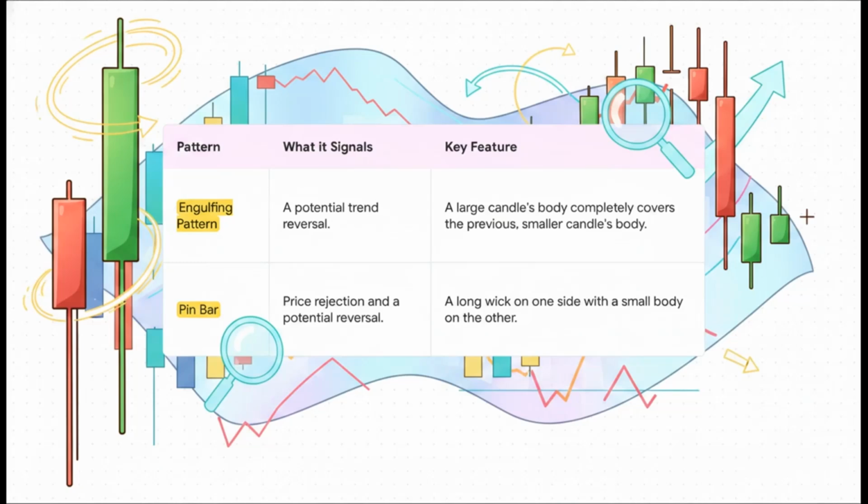It's a massive visual cue that the balance of power has just shifted dramatically. Then we have the pin bar. See that really long wick? That is a story of pure rejection. The market tried really hard to push the price one way, but it got shoved right back, leaving that long tail as proof. Both of these are like big flashing warning signs.